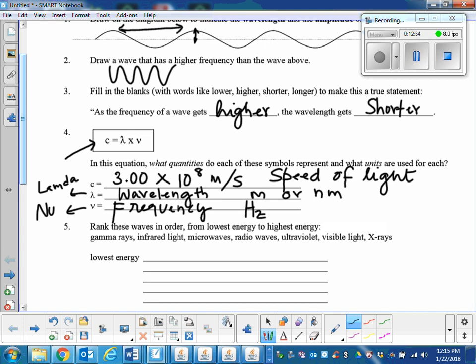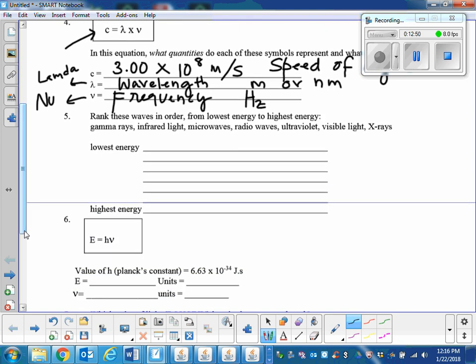Wait, nano means 10 to the 9. Mega means 10 to the 6. Milli means 10 to the 3. These are metric conversion factors. Now, we just did this. Daniel was asking, where do I write this? So you can write radio waves here, and you can go down the list. And what is the last one? Gamma rays. So that's the whole list.